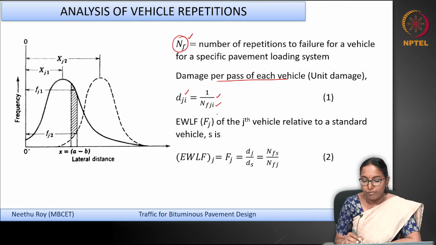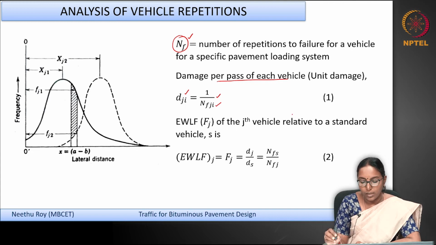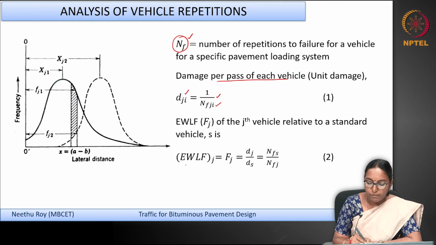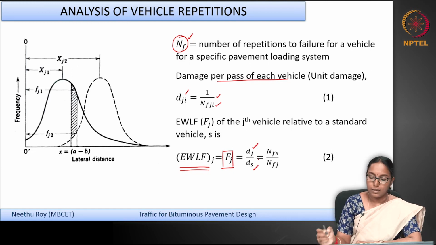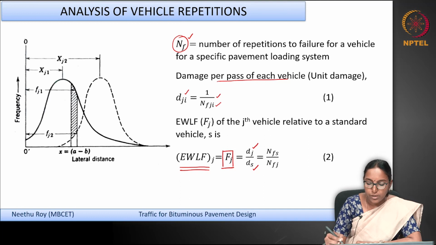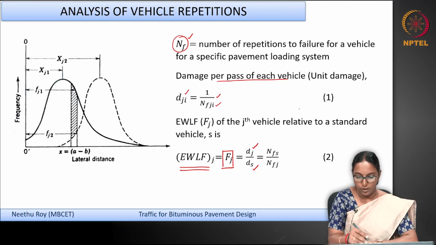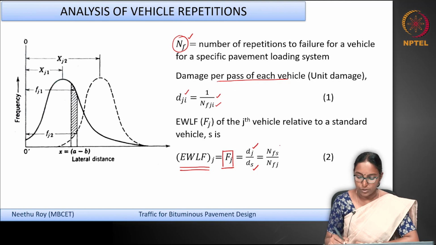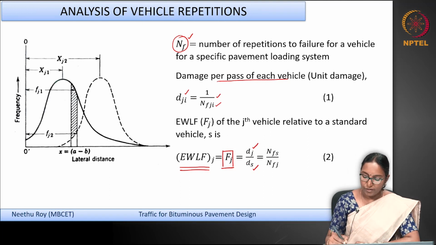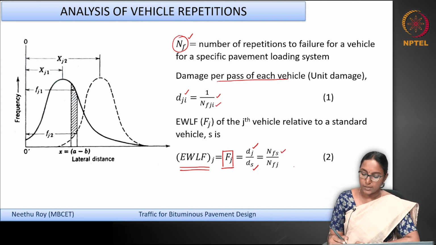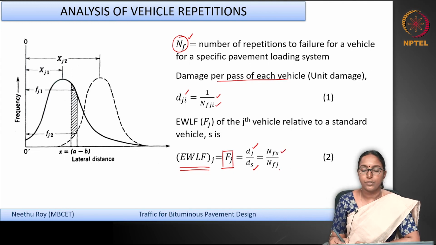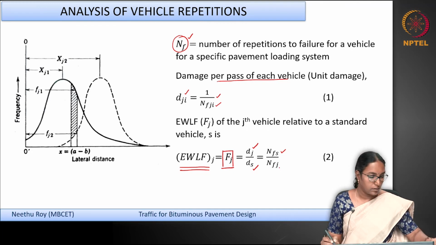Now, the equivalent wheel load factor, as we defined, is the damage caused by the jth vehicle, or the vehicle in question, relative to the damage caused by a standard vehicle. So the equivalent wheel load factor for the jth vehicle, denoted as capital Fj, can be written as dj by ds, where s indicates the standard vehicle. Since the number of repetitions to failure and the damage per pass are inversely proportional, the equivalent wheel load factor is equal to the number of repetitions to failure of the standard vehicle divided by the number of repetitions to failure of the jth vehicle.